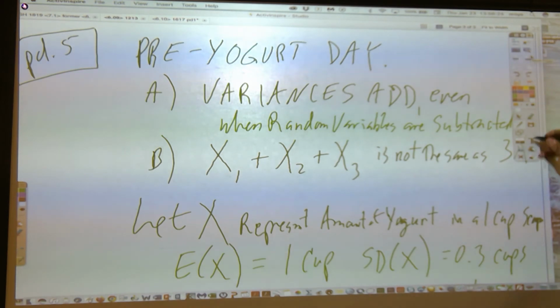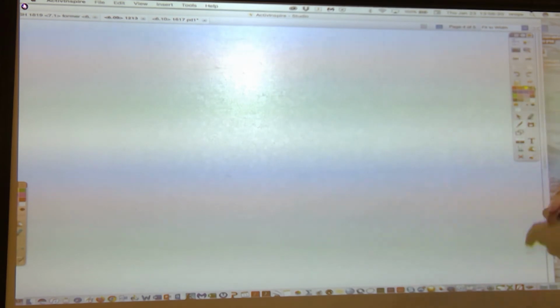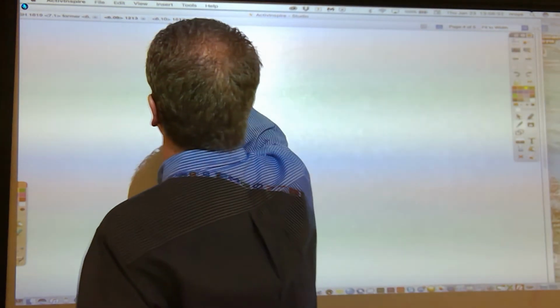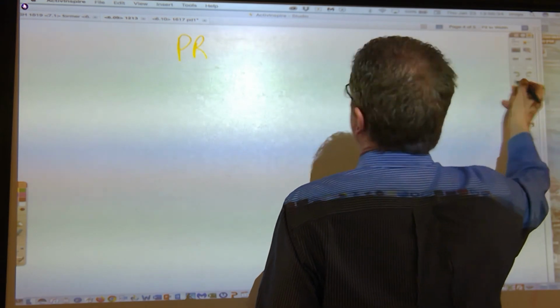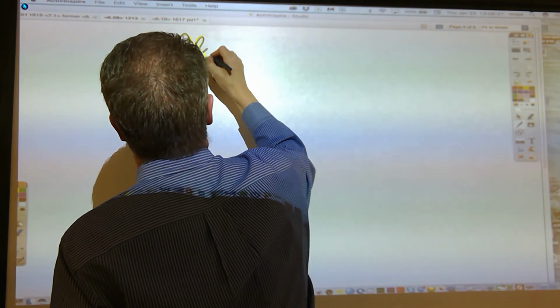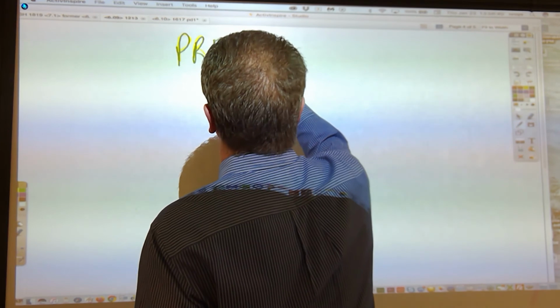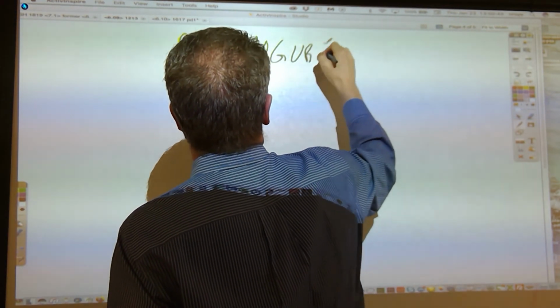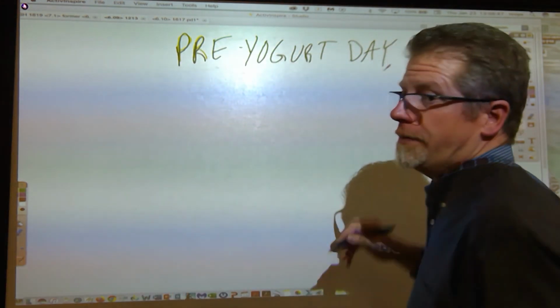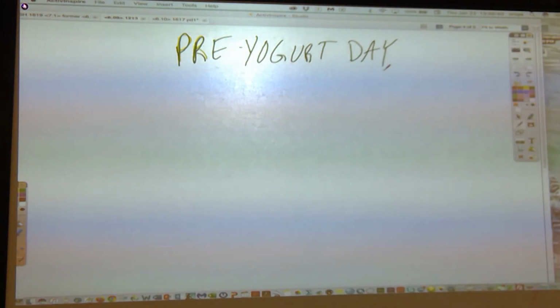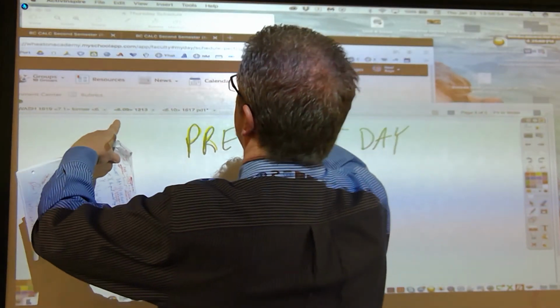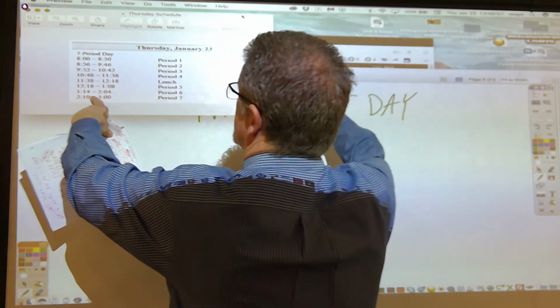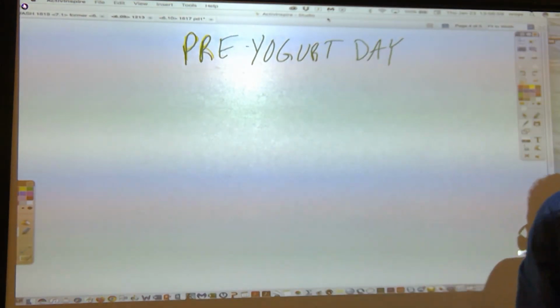So now, let's do our pre-yogurt day activity. So on the blank sheet of paper that you have, pre-yogurt day. Yogurt day is tomorrow, and it's not to be missed. Unless, of course, you do miss it, then we'll have a video of it. This is a high stakes activity here. We have to make sure that Thursday, we honor Thursday's schedule. We got till 2:04. Friends, we have till 2:04.